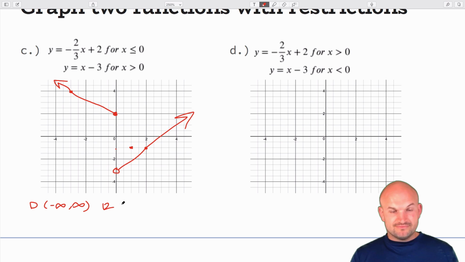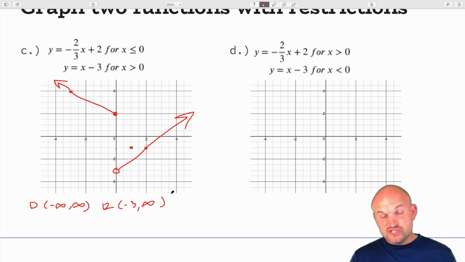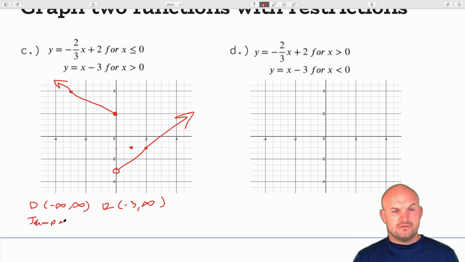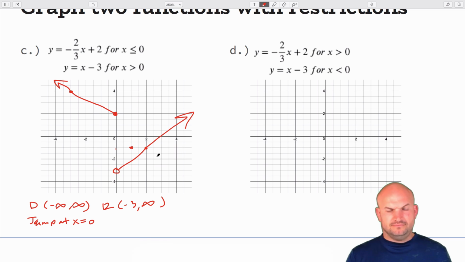My range is only defined for values down from negative 3. So therefore, that's going to be negative 3 to infinity. And you can see that I have a jump at 0. So a jump at x is equal to 0. All right. That's it from there. All right, guys.